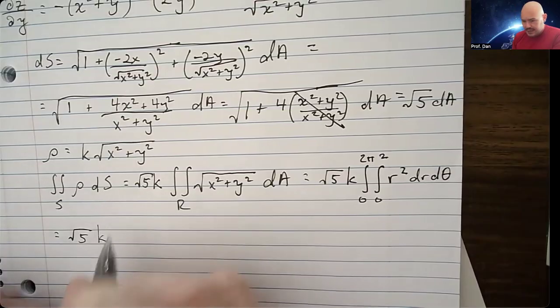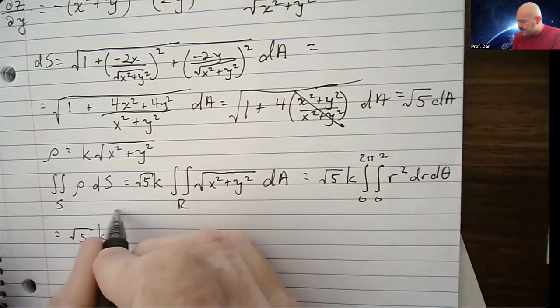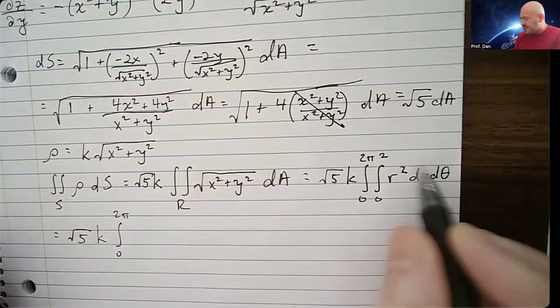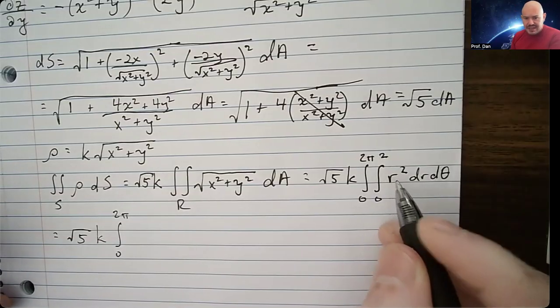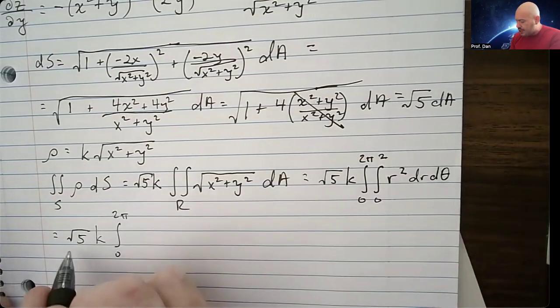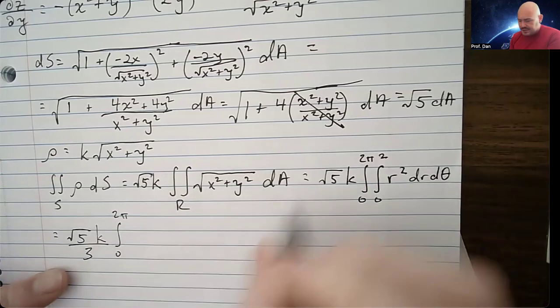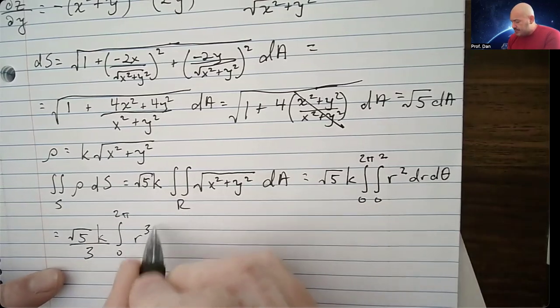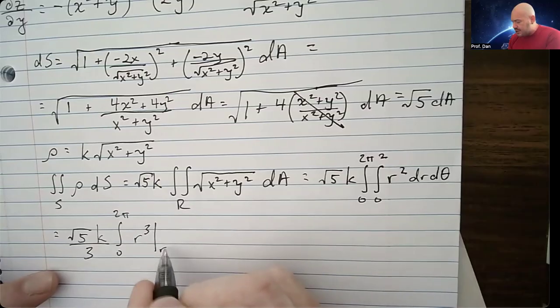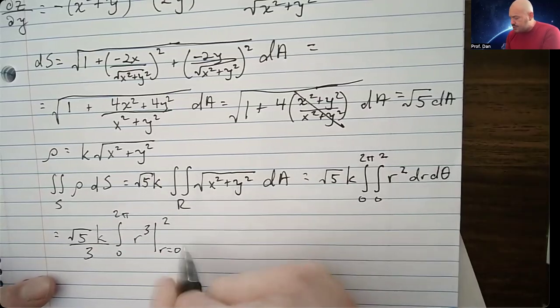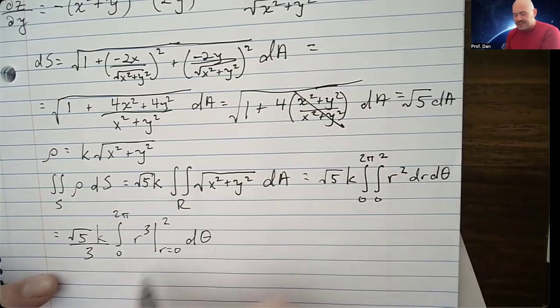Square root of 5k times the integral from 0 to 2 pi, then evaluate the inside. We know the antiderivative is going to be 1/3, so I'm going to pull the 1 over 3 out, r to the third, and we're going to evaluate from r equals 0 to r equals 2, and then integrate with respect to theta.